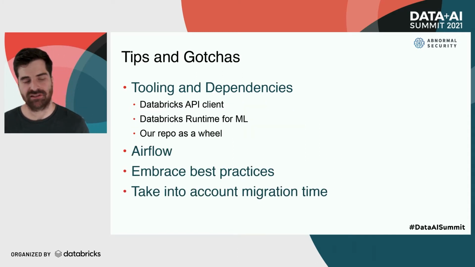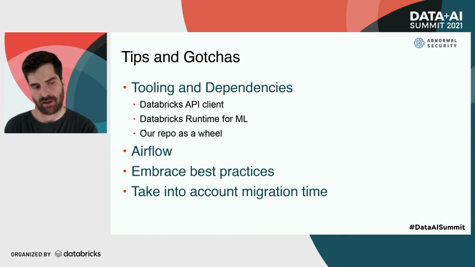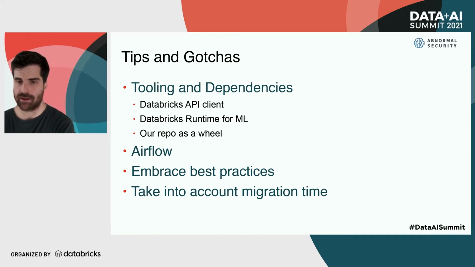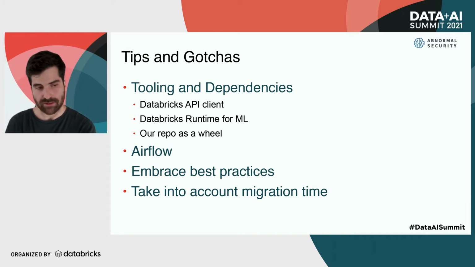So, just some tips and gotchas. Around tooling and dependencies, for writing a client to interact with the Databricks API, we looked for open source solutions, but didn't find anything that worked really well out of the box. So we actually just wrote our own, and in retrospect, it was a good decision because it only took a few hours to do, and it gives us all the control that we need around the APIs you can call and secret management and stuff like that.